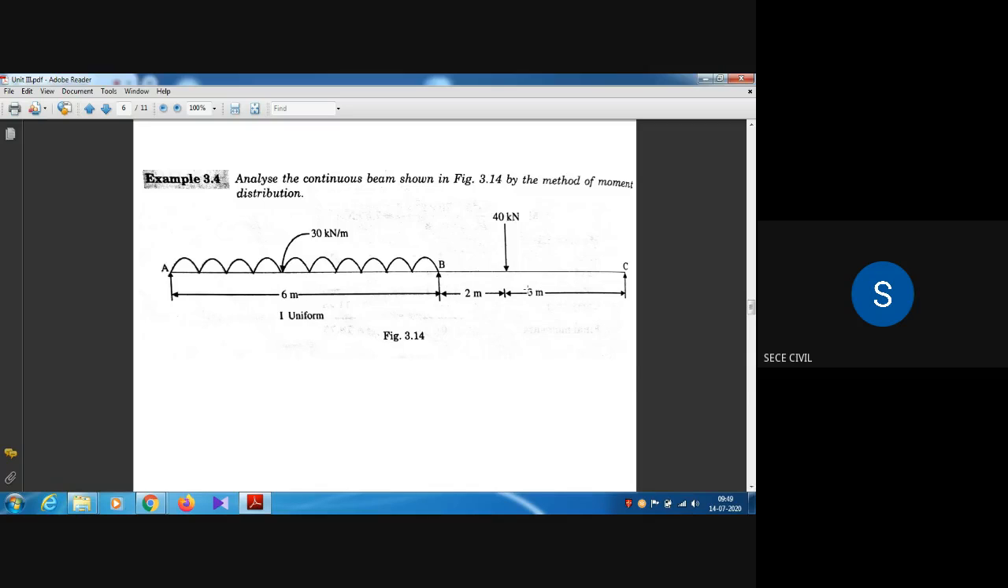Final moments of shear force. If a structure's moment is not within the limit, the structure will collapse. Similarly, if the shear force is more, not within the limit, then the structure will also collapse. So the final output of the analysis of a beam is bending moment and shear force. So that only we are calculating: final moments and shear force diagrams and all.